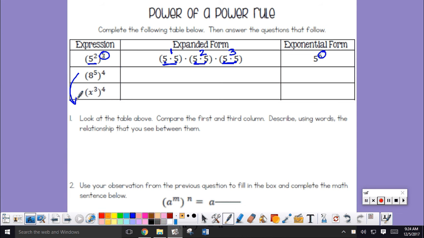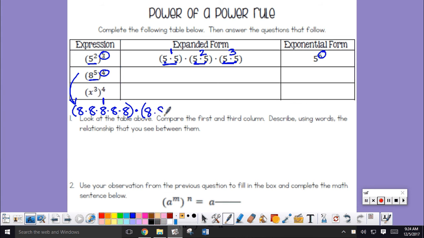Okay, what are we taking a selfie of? Well, we're taking a selfie of 8 to the 5th power 4 times. Okay, so one group is going to be 8 times 8 times 8 times 8 times 8, 5 times. Okay, and that's one group. We want 4 groups. Okay, so we're going to do another one.